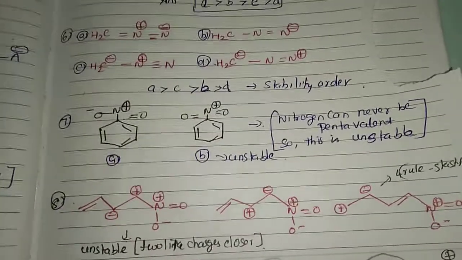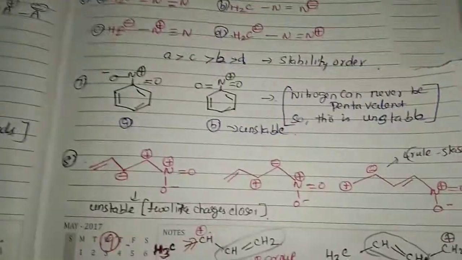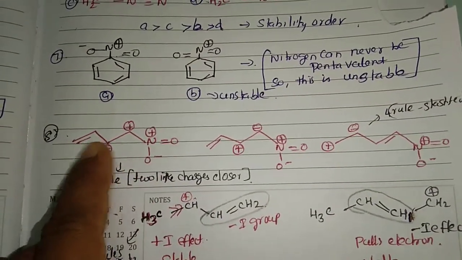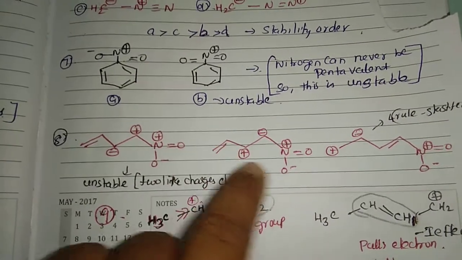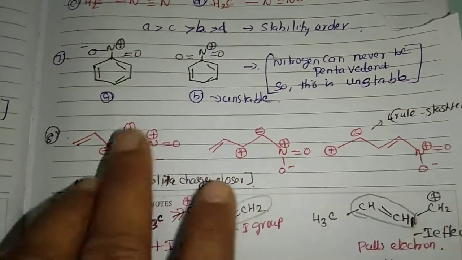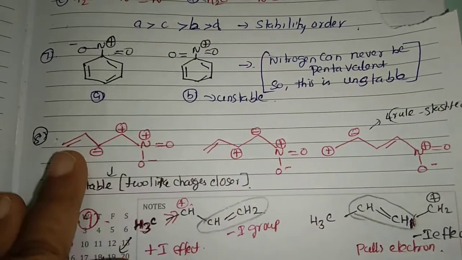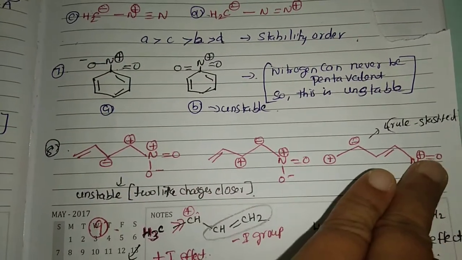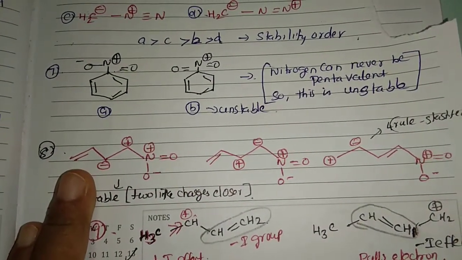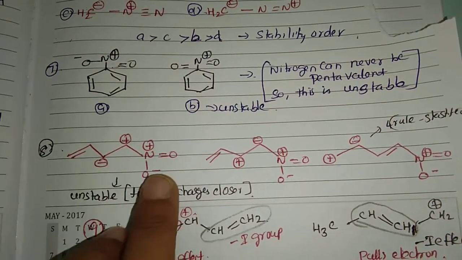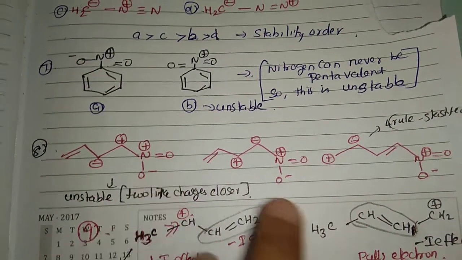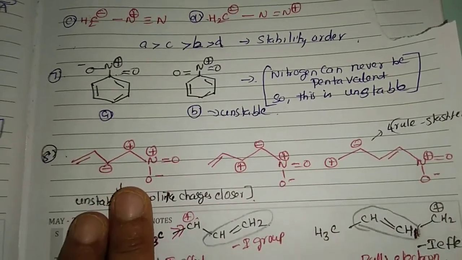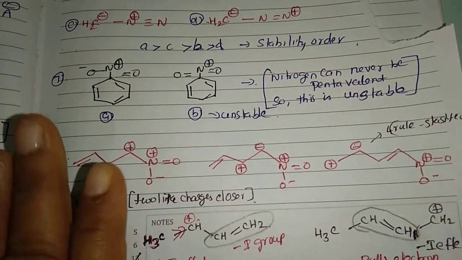Then go to the next example: structure 1, structure 2, structure 3. Double bond, 1, 2, 3, 4 in each. So there is an equal number of covalent bonds. Next rule, charged species. All are charged species, so you cannot use the second rule. Then go for the third rule. Here oxygen has a negative charge in all three, so you cannot use the third rule either.